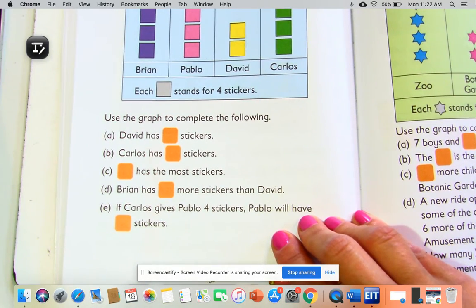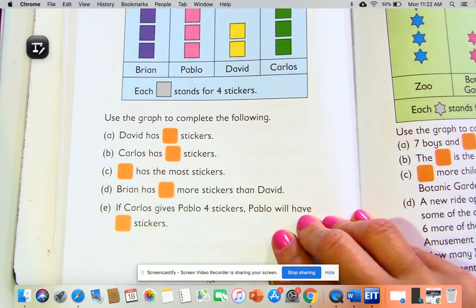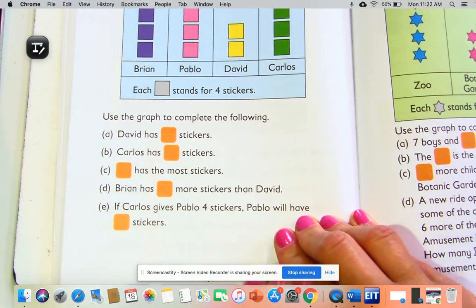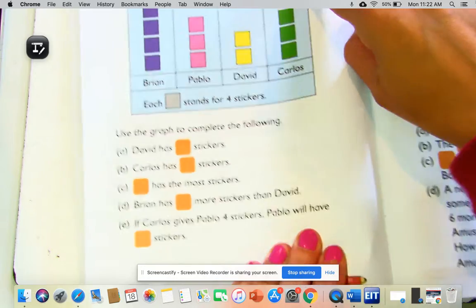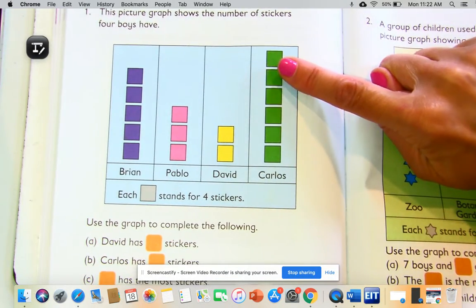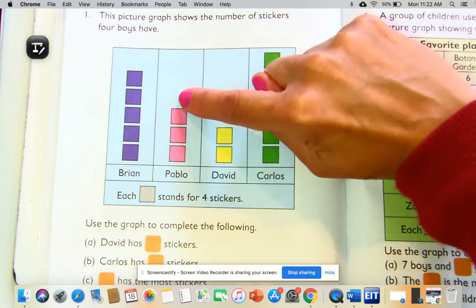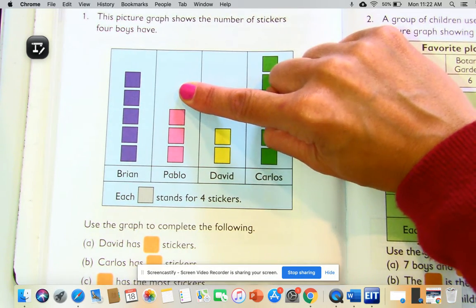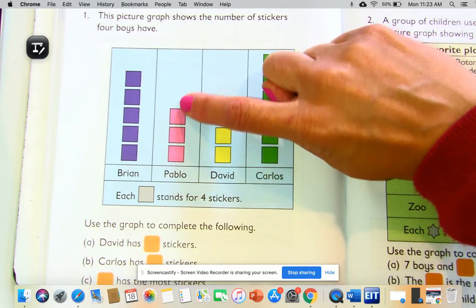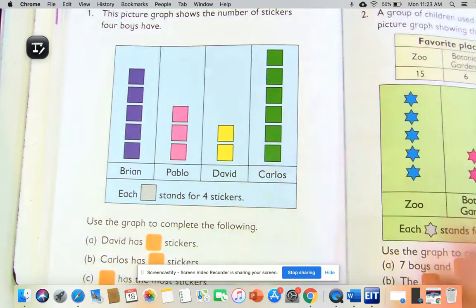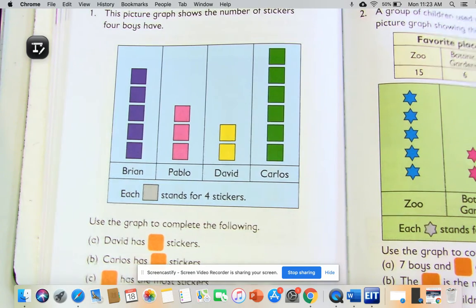And our last question says, if Carlos gives Pablo 4 stickers, Pablo will have blank stickers. So let's see, Carlos gives 4 stickers. Remember, one of these squares is 4 stickers. If he gives Pablo, there's Pablo. If he gives him 4 stickers, then how many stickers will Pablo have? Well, then he would have 4 boxes, right? And 4 times 4 is 16, or we can skip count.